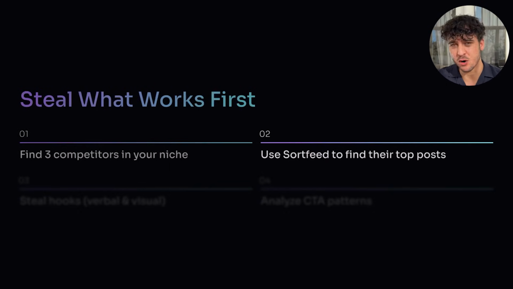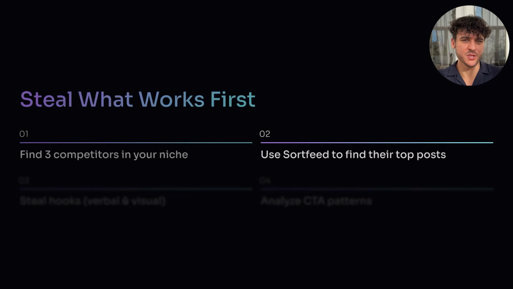We're going to want to use Sort Feed, which is a Chrome extension, to find their top posts and understand which of their content performs best. Sort Feed is the most affordable option I found out there. It's a one-time payment to set it up. I'm going to link it down below in the description. But if you don't want to spend money on Sort Feed, you can also do this manually by finding outlier posts.